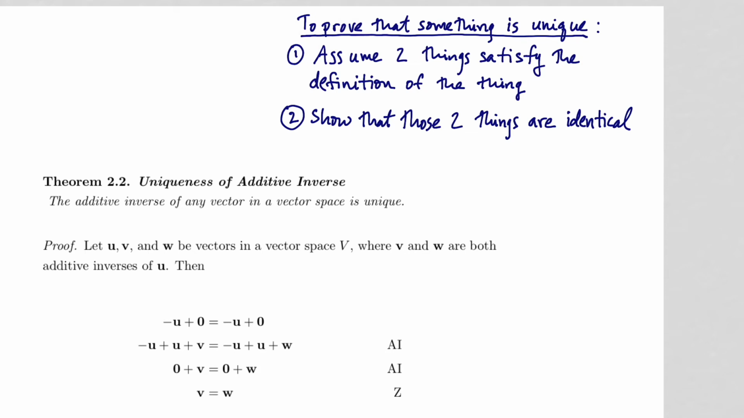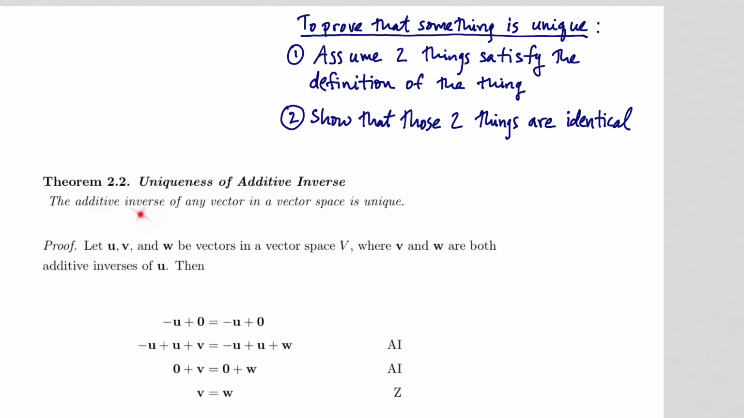And there are two pretty straightforward steps. First, you assume that two things satisfy the definition of the thing. Now, I'm being kind of lazy here with my language. It's like Dr. Seuss, thing one and thing two. In this case, my things are vectors, and in particular, the additive inverse of a vector.